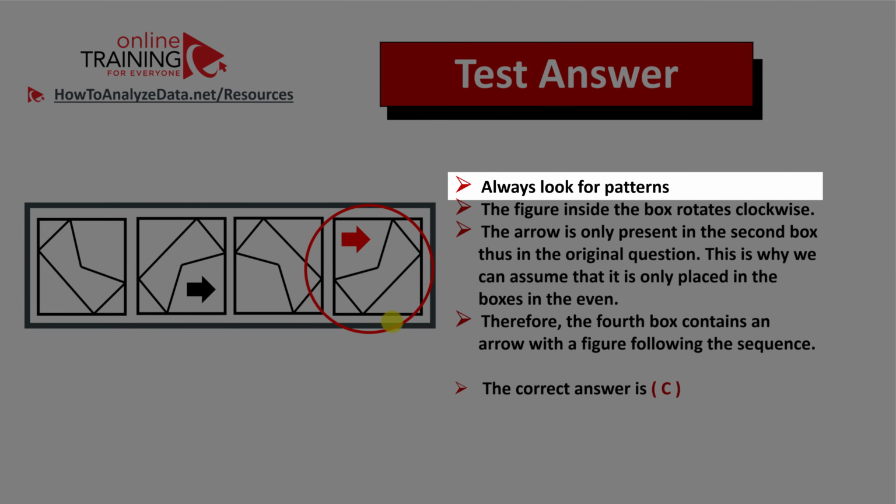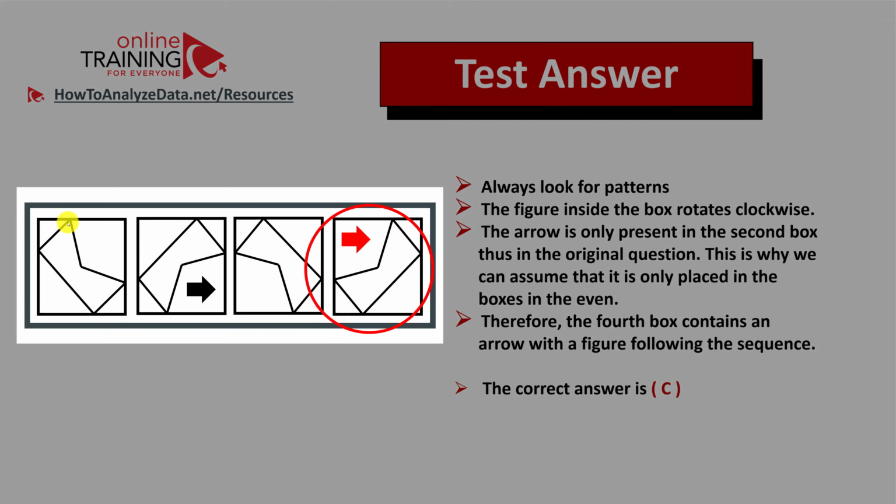Number 1 tip, and always a tip, is always look for patterns. So what you see is that the figure inside rotates clockwise. If you look at the corner of the shape, you will see that the corner was on a particular side of the square. It was on the left side. Now the same corner touches the top line of the square. And then in the 3rd box, it touches the right line of the square. Which means that you can logically assume that in the 4th box, it will be touching the bottom line.